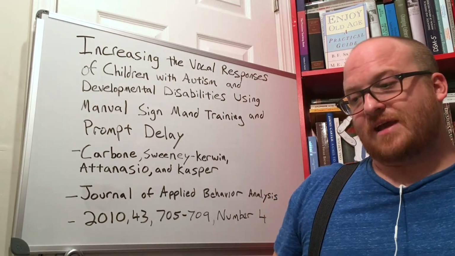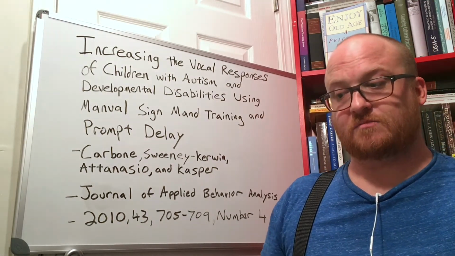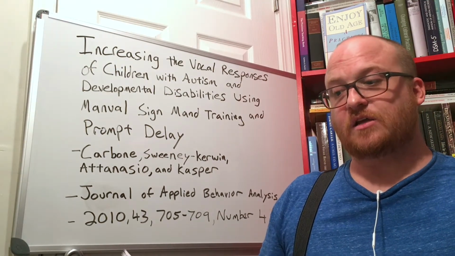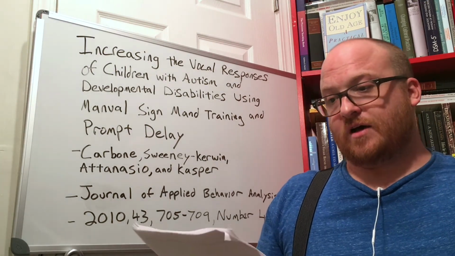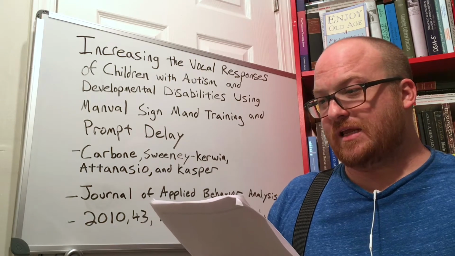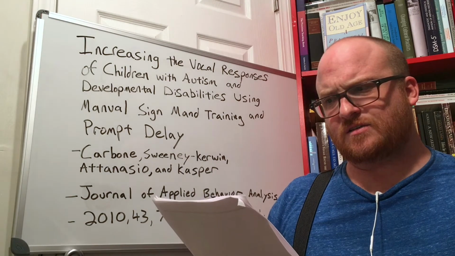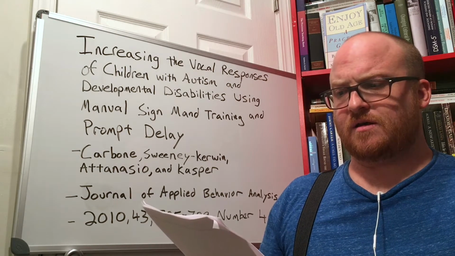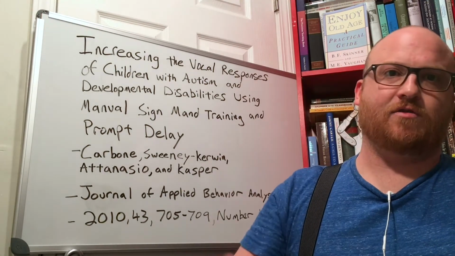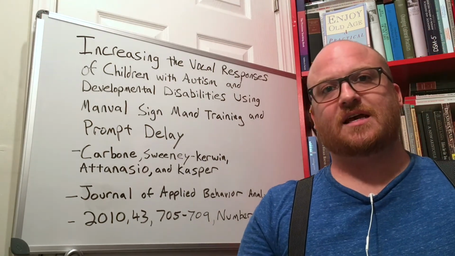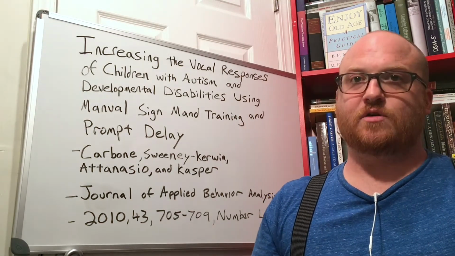The article I'm going to break down for you today is Increasing the Vocal Responses of Children with Autism and Developmental Disabilities Using Manual Sign Training and Prompt Delay. The authors are Vincent Carbone, Emily Sweeney-Kerwin, Vivian Attanasio, and Tamara Kasper. It was printed in the Journal of Applied Behavior Analysis. The year was 2010, the issue was 43, and the page numbers were 705 to 709.